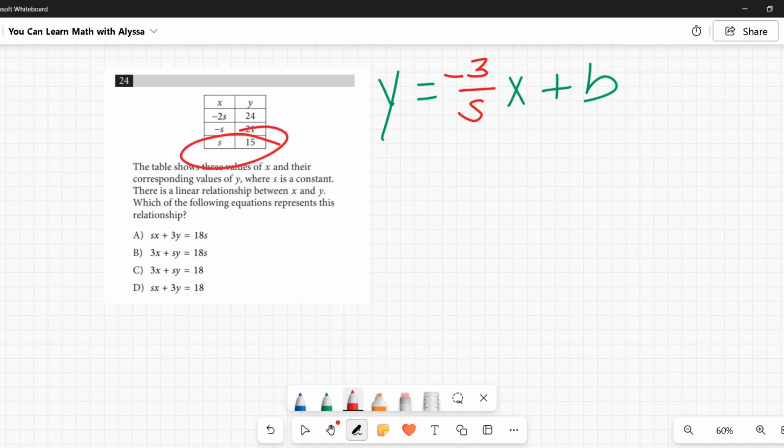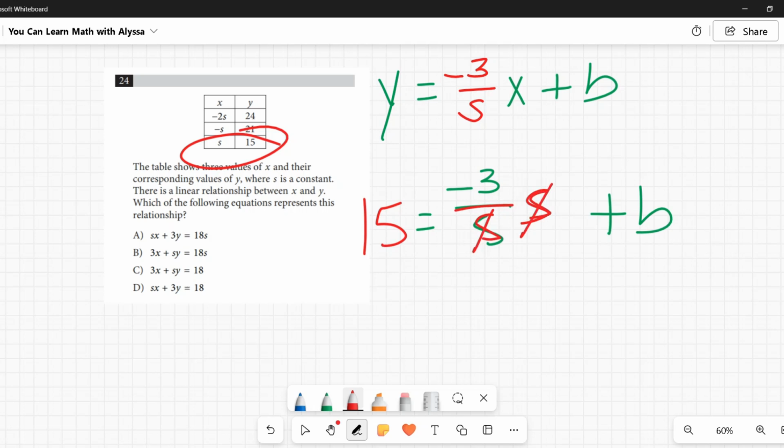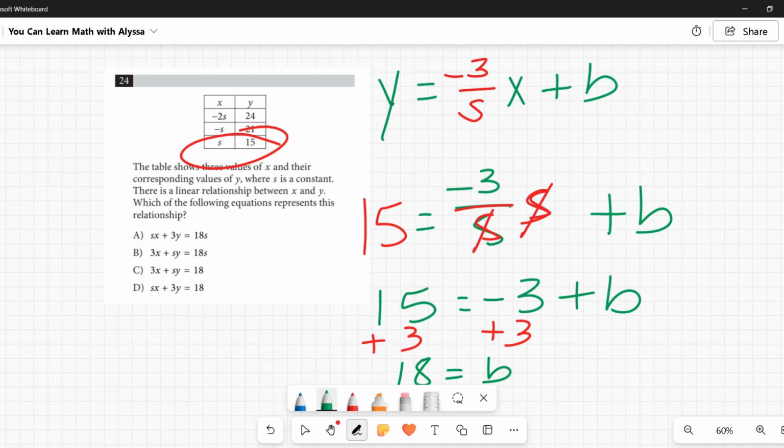So I'm going to use this bottom one here, s and 15. So y equals negative 3 over s, my x is going to be s, and my y is 15. Okay, so negative 3 divided by s times s, those s's cancel out. So I get 15 equals negative 3 plus b. So that's a negative 3, a minus 3. I'm going to undo that by adding 3 to both sides. And I get that b is equal to 18. And that is my y-intercept, is 18. I'm going to go ahead and put that up here.